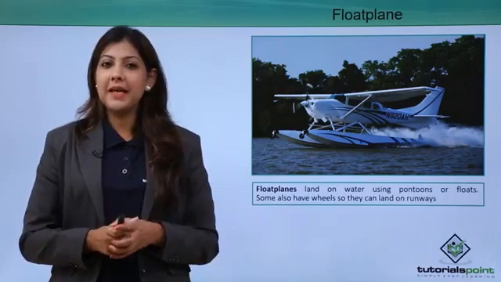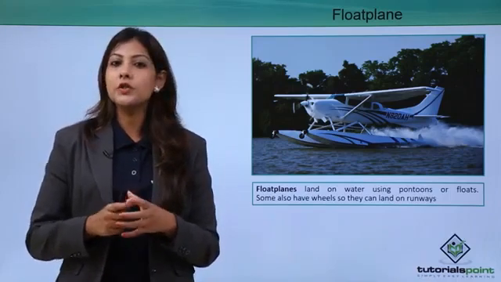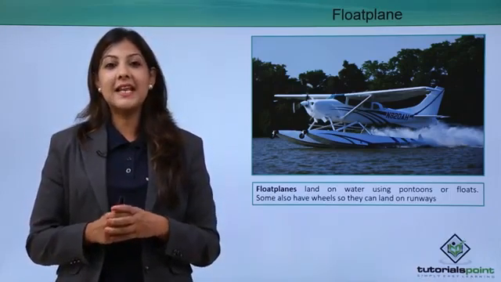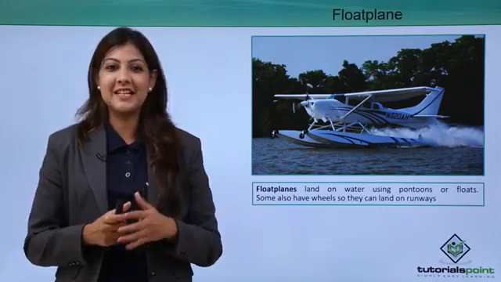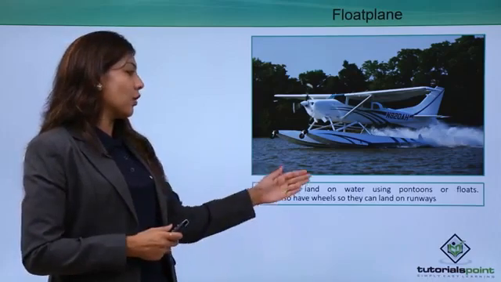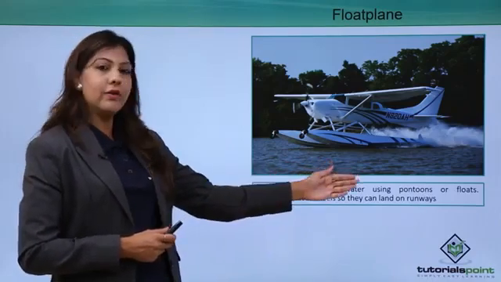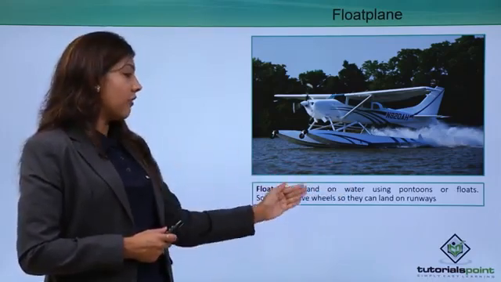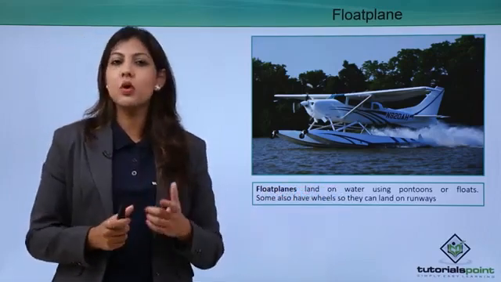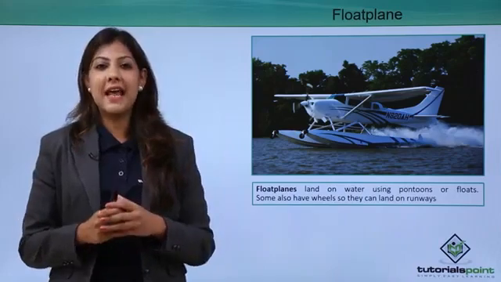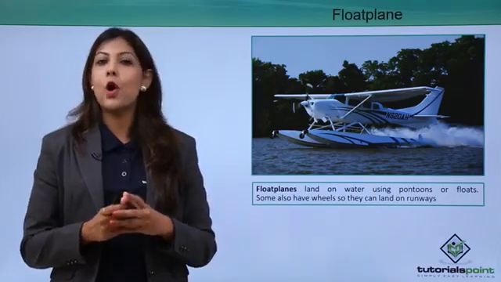What is a float plane? A float plane is also known as a seaplane because it can land on water. And that is its purpose, that it lands on water. So these land on water using pontoons or floats. Some also have wheels so that they can also land on runways. So they have a dual purpose. Float planes can land on the sea as well as on the land.